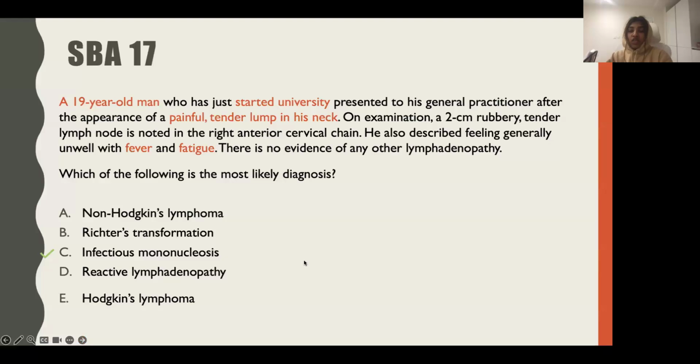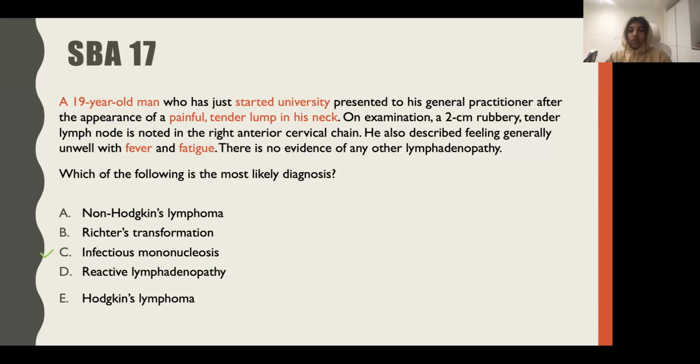Yeah, so this question is tricky. The correct answer is infectious mononucleosis. I'll tell you why it's not any sort of lymphoma. Lymphomas present with painless lymphadenopathy. This is painful, so it's not your classical painless lymphadenopathy. Lymphomas would also present with B symptoms such as weight loss, fatigue, all of those things. He doesn't have any weight loss. He only has fever and fatigue. And lymphomas could have other types of lymphadenopathy also involved.